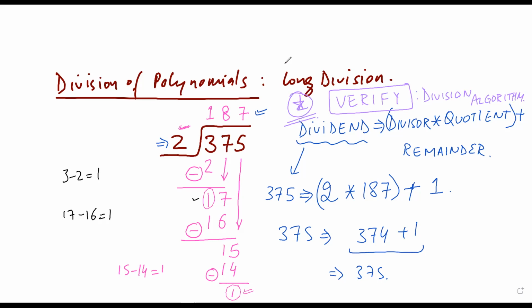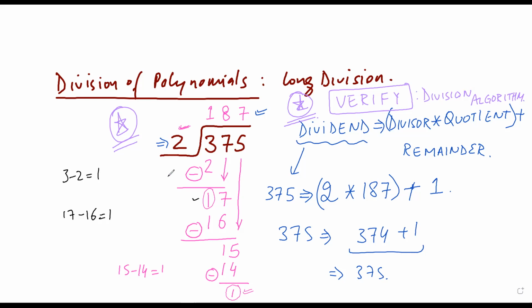Now the method, when you are dividing two numbers, the method is the same as when you are dividing two polynomials. The method is the same as you use for dividing numbers. The logic remains the same. Whenever you get confused, just take an example of dividing any two numbers.